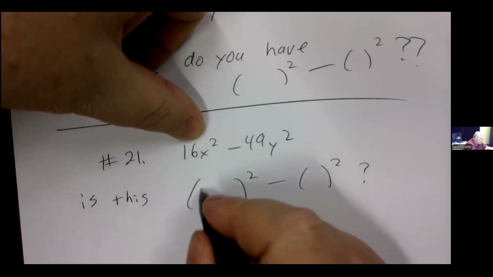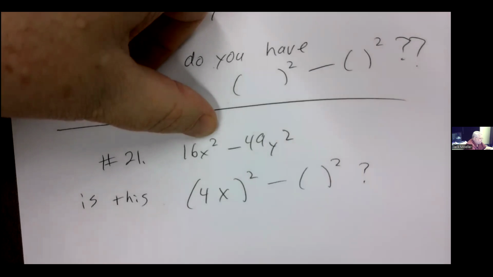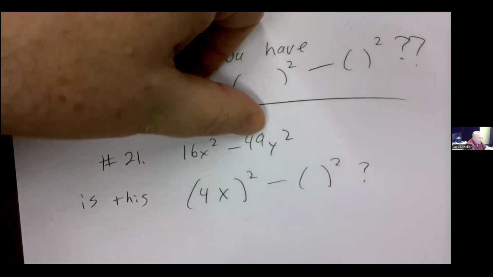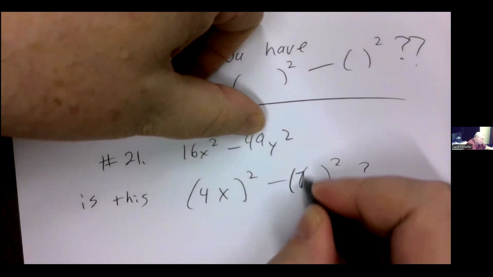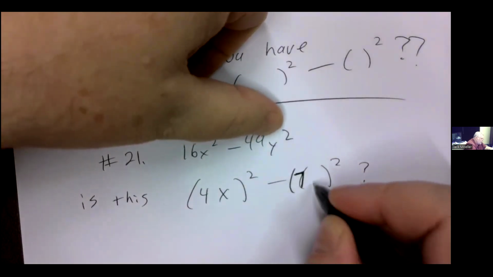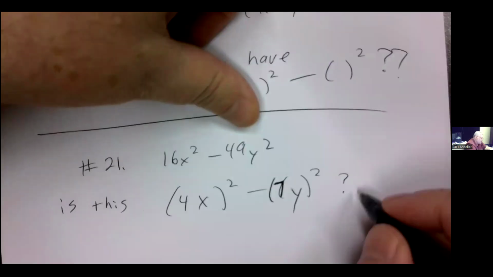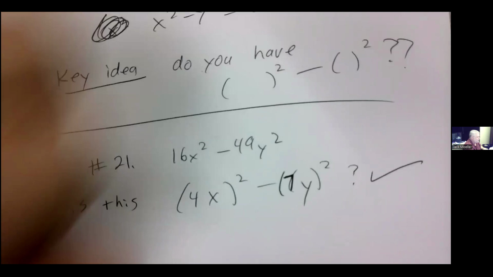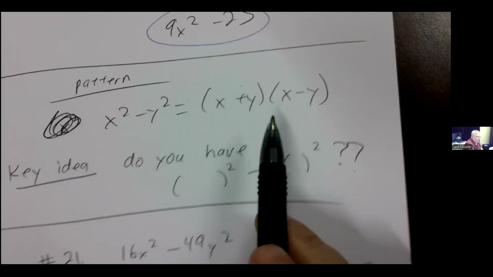So what do you square to get 16x squared? Well, 4 times 4 gives you 16. X times x gives you x squared. What about 49? 7 times 7 gives you 49. And then y times y gives you y squared. So yes, this is a difference of squares.